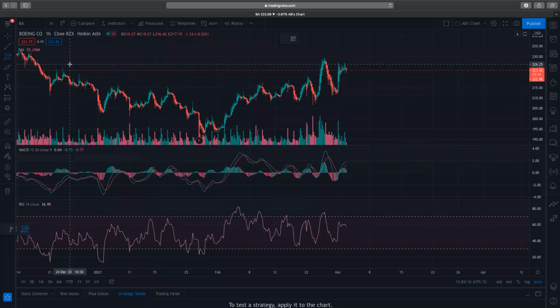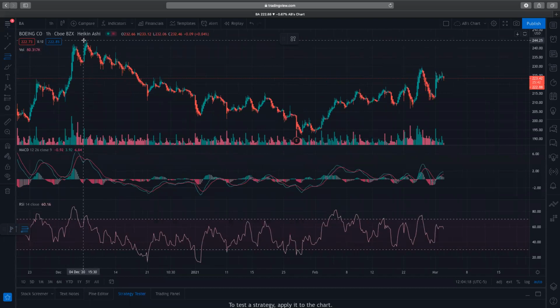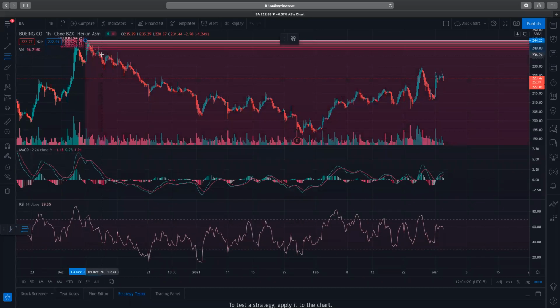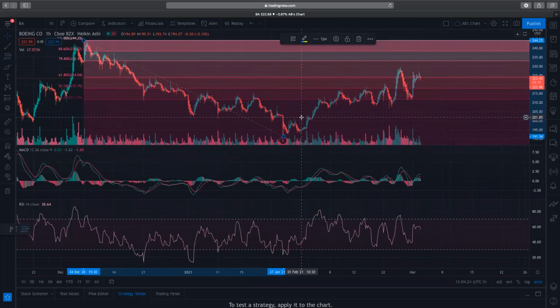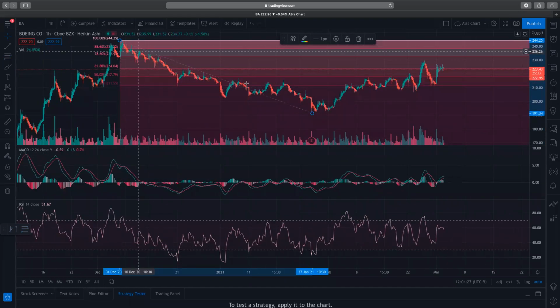Sorry about that. All right, so you're going to plot from the top candle wick of your peak that you're looking at, and you're going to go to the bottom candlestick of the lowest point. And so if you see here, we had our downtrend.